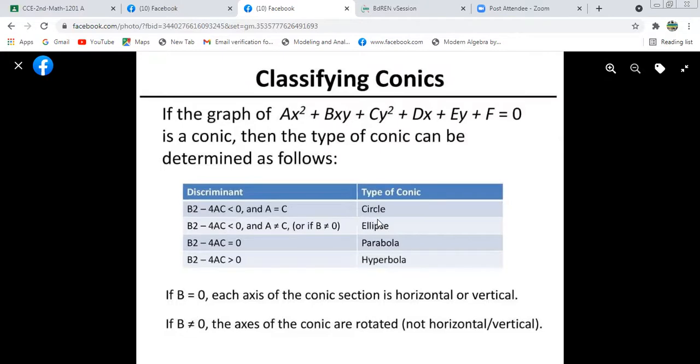In the next example we will try to separate these types of conics from the standard form. So if discriminant equals to 0, then it will represent a parabola, and a is not equal to c. And if the discriminant is greater than 0, that means positive, then it becomes hyperbola, and in that case also a is not equal to c. So in conics we get 4 classifications: one is circle, second is ellipse, third is parabola, and fourth is hyperbola.